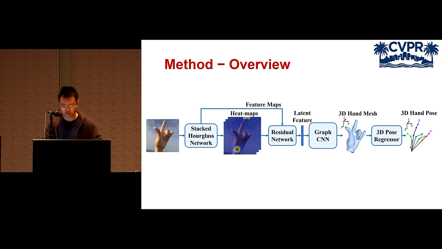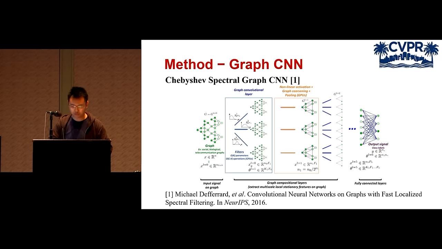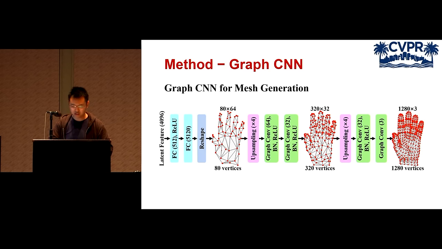In this work, we adopt Chebyshev spectral graph neural networks to generate 3D hand mesh. A 3D hand mesh can be represented by an undirected graph. The topology of the hand mesh is predefined. Thus, we can use graph neural networks to predict 3D locations of mesh vertexes. We design a hierarchical architecture for mesh generation by performing graph convolutions on graphs from coarse to fine.